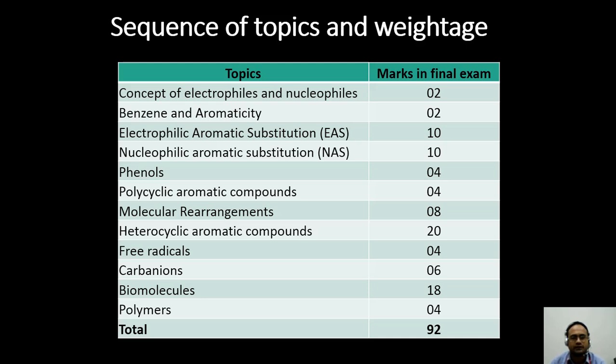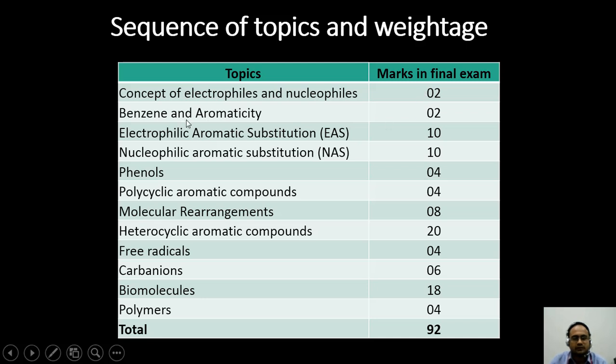This is the sequence of topics and their weightage that we are going to go through sequentially in this semester. The first topic that we are going to learn about is the concepts of electrophiles and nucleophiles. Some of this we have learned in the last semester, that carbocations can generally be classified as electrophiles and carbanions can be called nucleophiles, but we will go a bit deeper into understanding their properties. Around 2 marks of questions may be asked in the final exam.